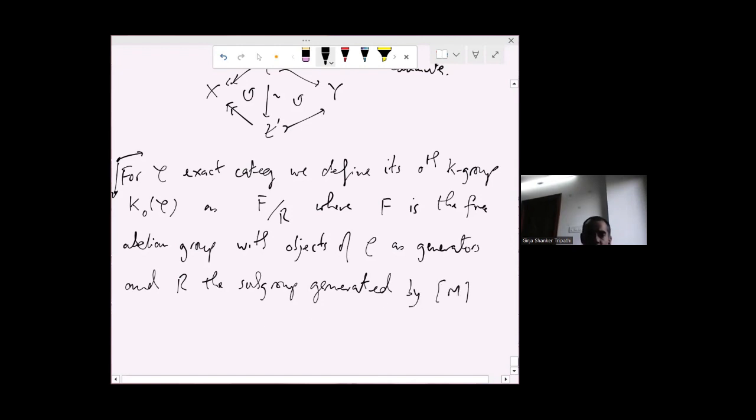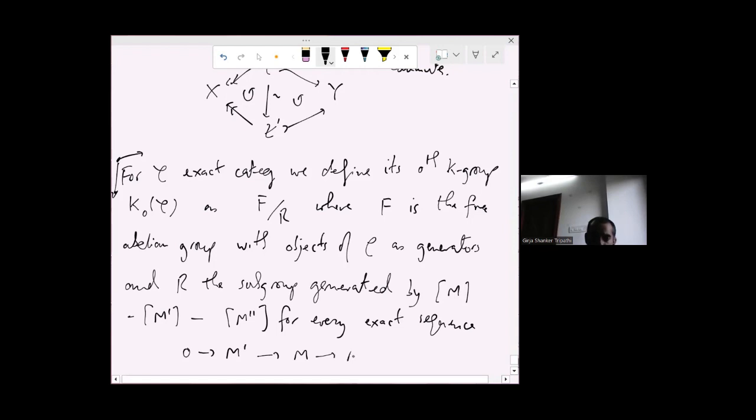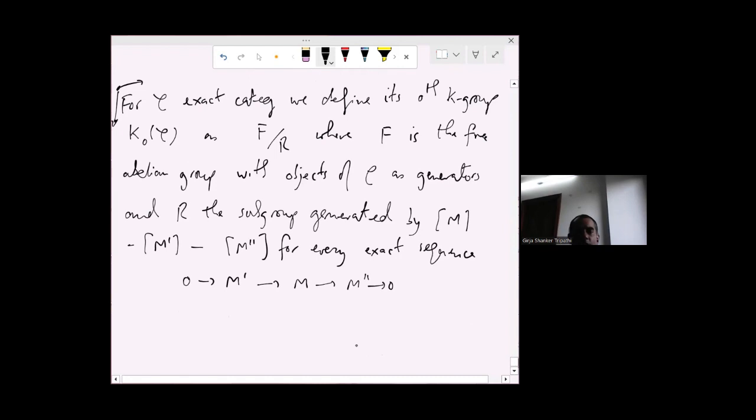Generated by, let's say, M minus M prime minus M double prime, every time there is an exact sequence with M prime, M, and M double prime, an exact sequence in C.